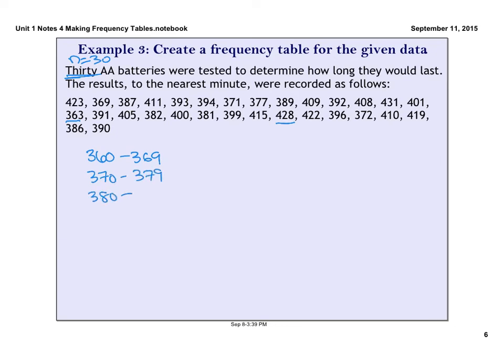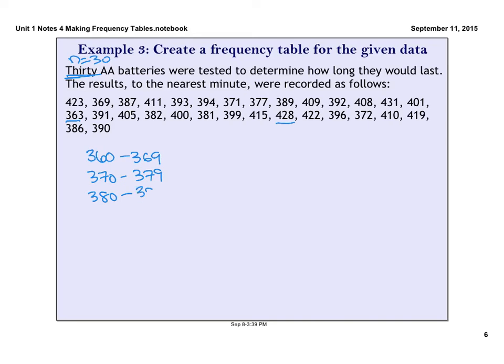You want to be careful not to duplicate data. Like I'm not marking this 370 to 380, and then the next one down is 380 to 390, because then if you have a 380, which one does it fall in? And that doesn't make sense. So I want to be careful to not duplicate any of my data points. Make sure those endpoints are different in every class.